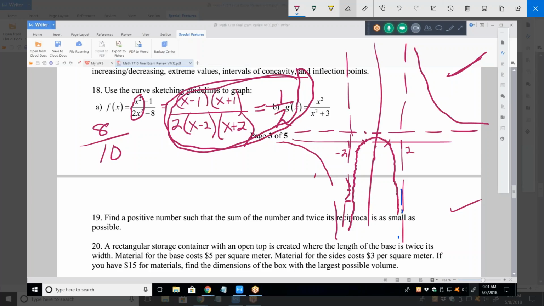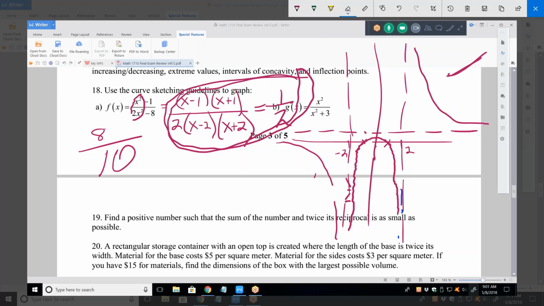Now, let's just check the other one. Plug in minus 3. What do you get? I think I still get 8 in the numerator. Yeah. And in the denominator, I got minus 5 times a minus 1. I still get 8/10. So, am I in the right quadrant with that lower left? No. No, I got to move it.